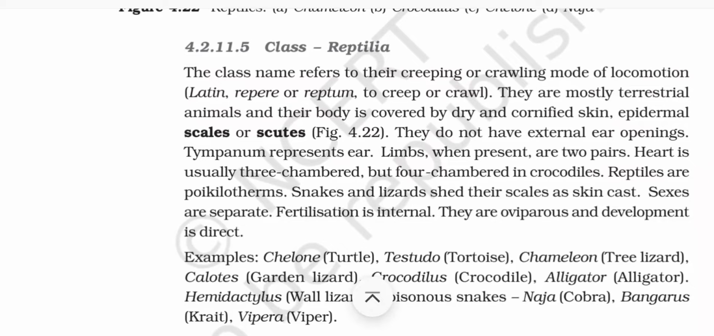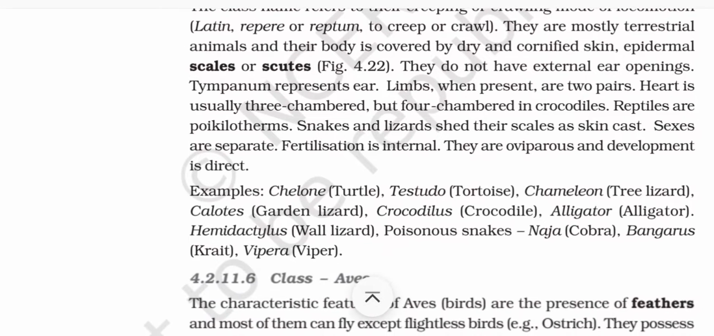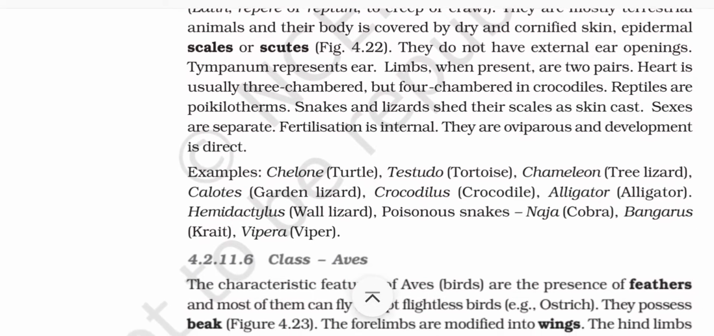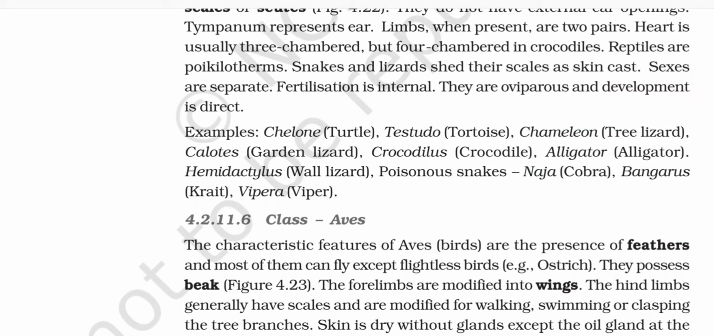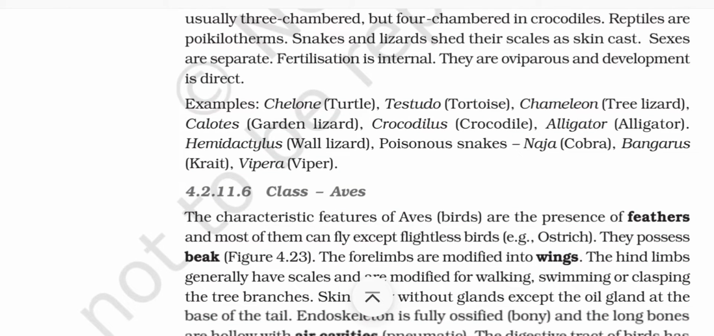Class Reptilia. The class name refers to their creeping or crawling mode of locomotion. They are mostly terrestrial animals and their bodies are covered by dry and cornified skin, epidermal scales or scutes. They do not have external ear openings. Tympanum represents the ear. Limbs, when present, are two pairs. Heart is usually three-chambered, but four-chambered in crocodiles. Reptiles are poikilotherms. Snakes and lizards shed their skins as skin cast. Sexes are separate, fertilization is internal, they are oviparous and development is direct.